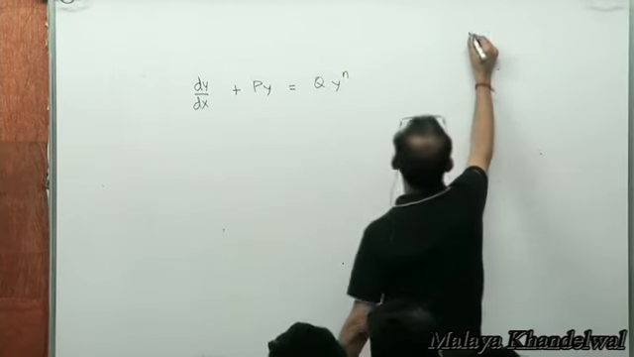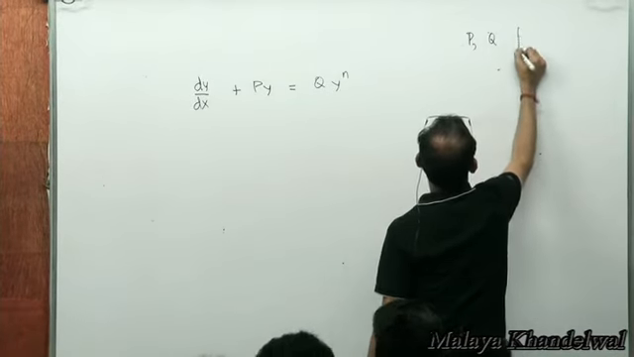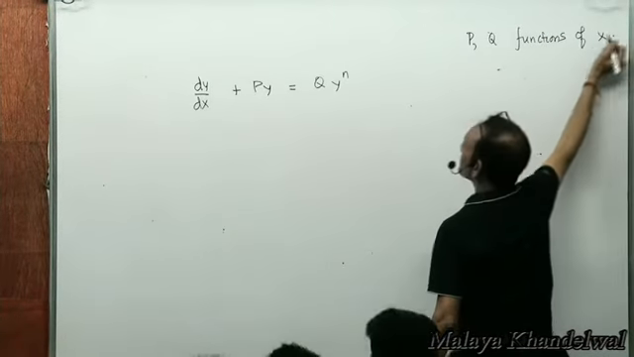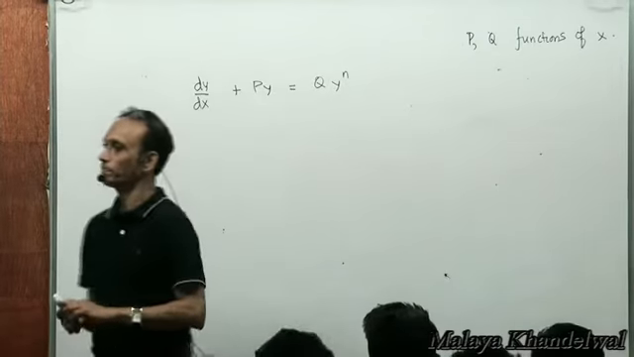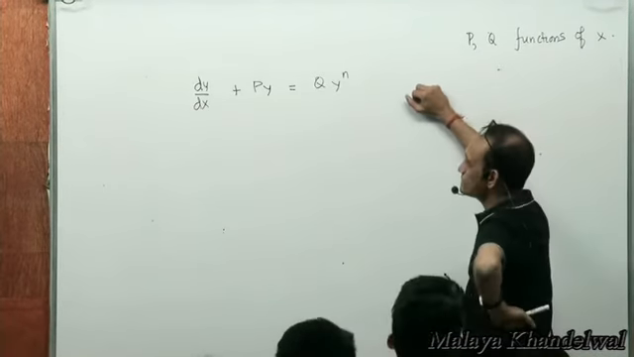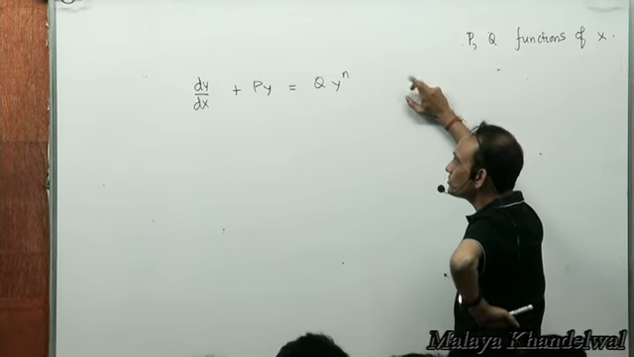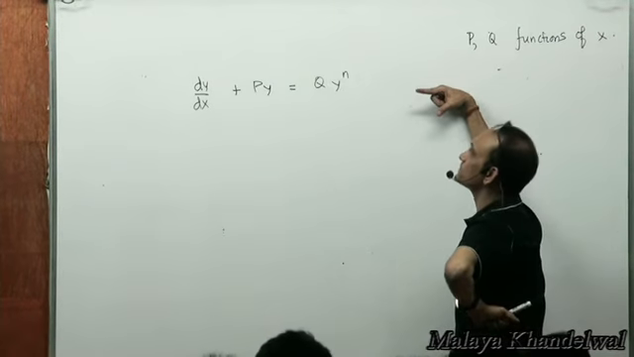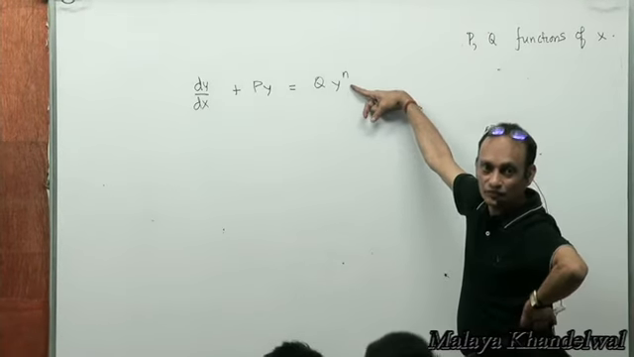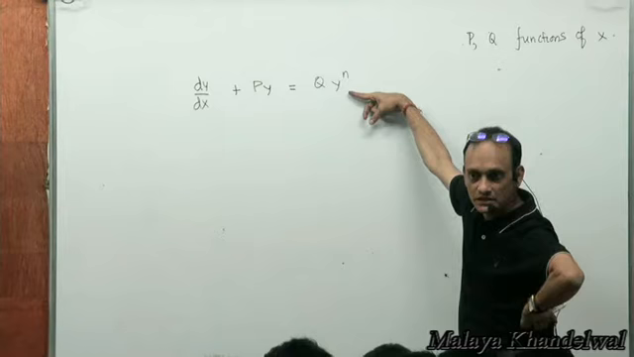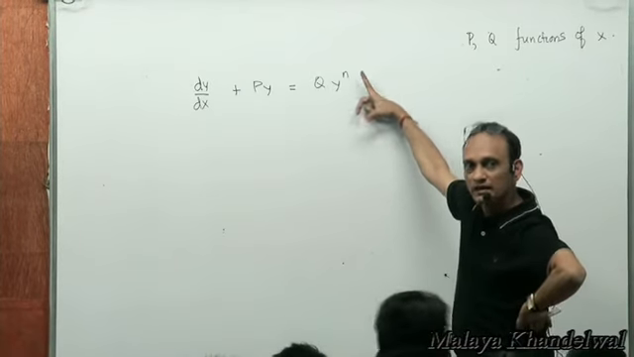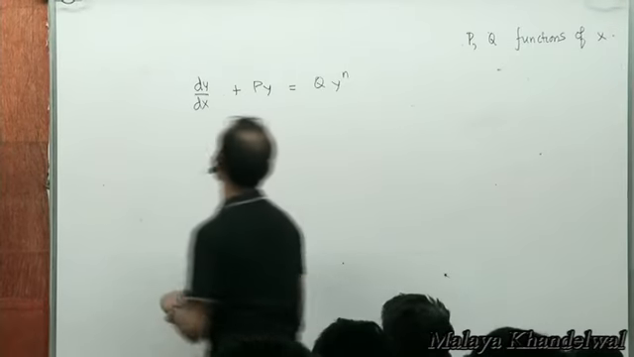P and q are functions of x. Do you realize that the linear form was only a special case of this? If you plug in n equal to 0, you will get the linear form, isn't it? So the linear form will only be a special case of this. Right? It will require no special treatment other than doing this.